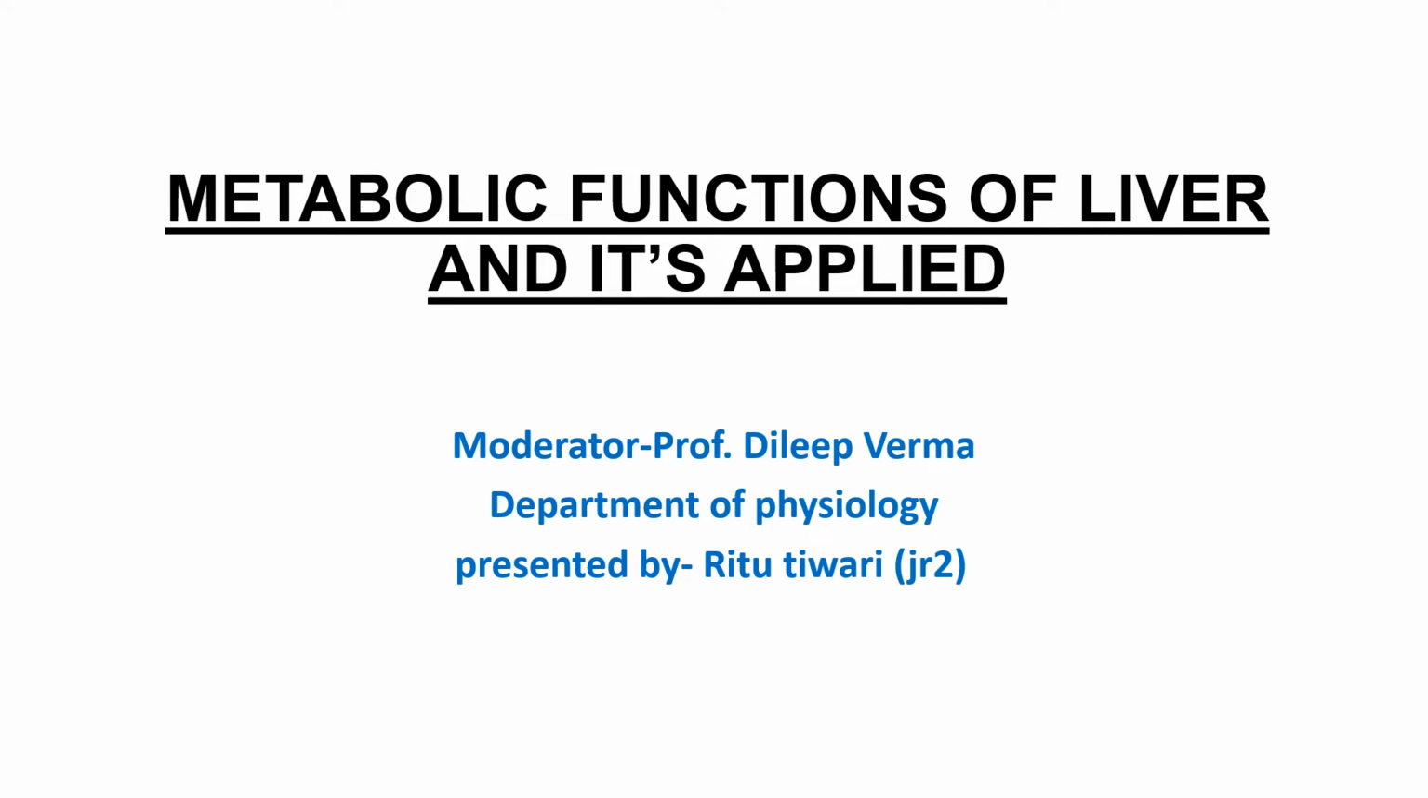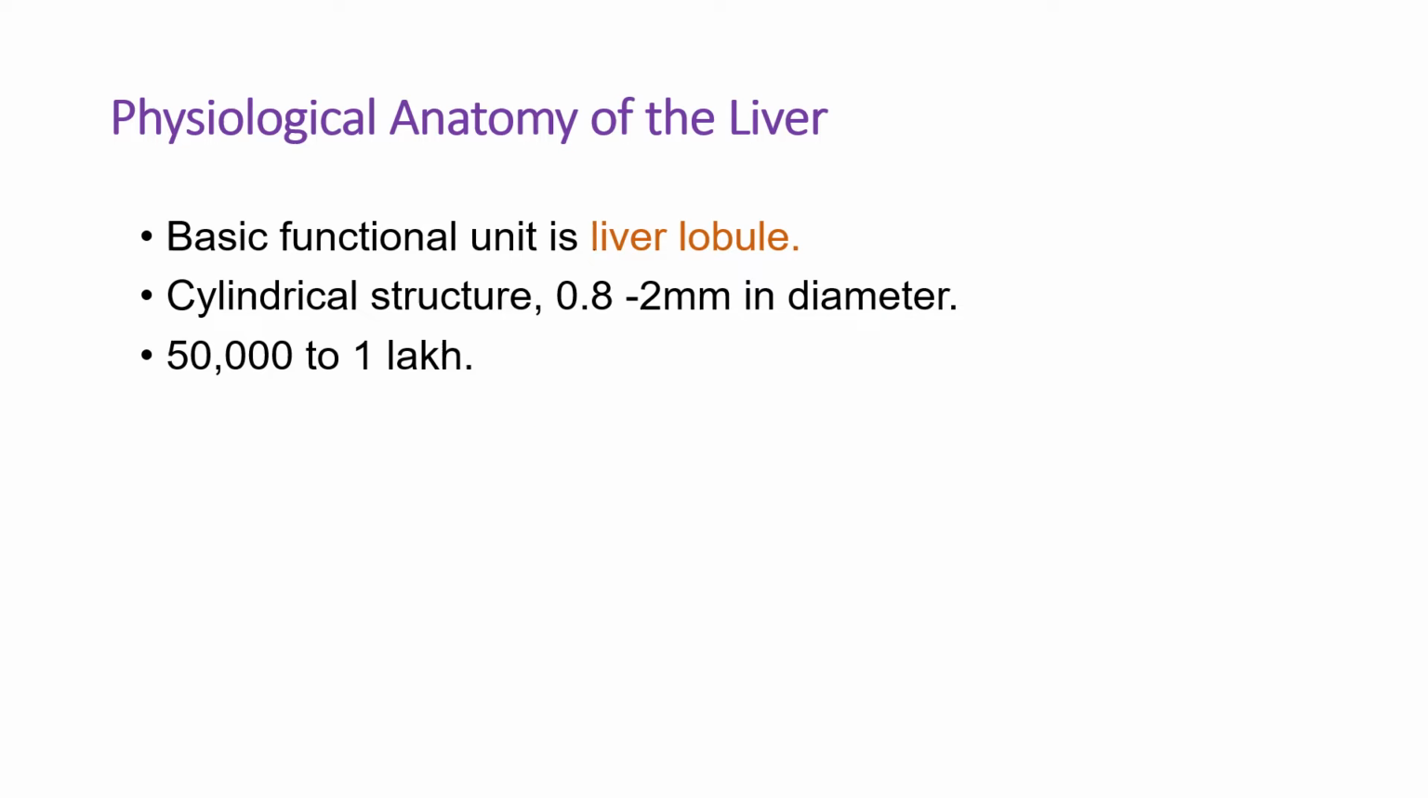Hello everyone. Today we will discuss the metabolic functions of the liver and its supply. So how does the liver work? It metabolizes the products which are coming from the GIT. Before knowing it, we have to understand the physiological anatomy of the liver.